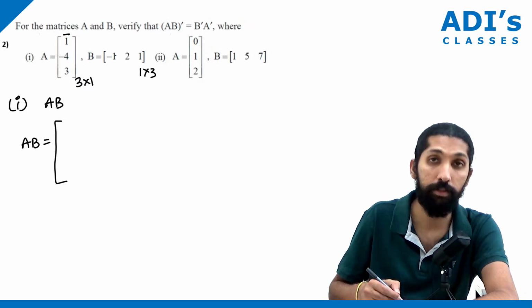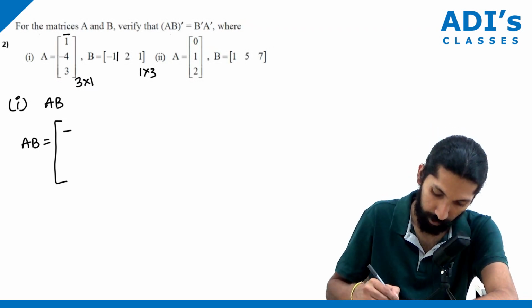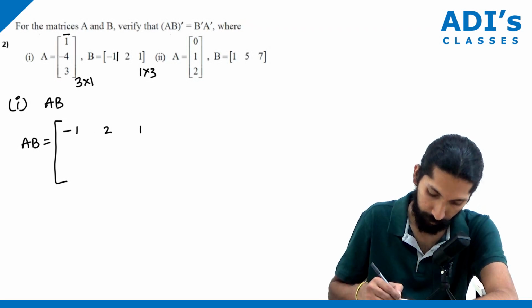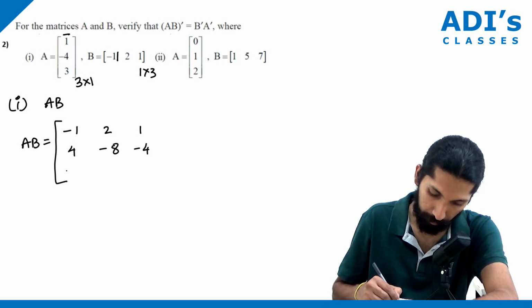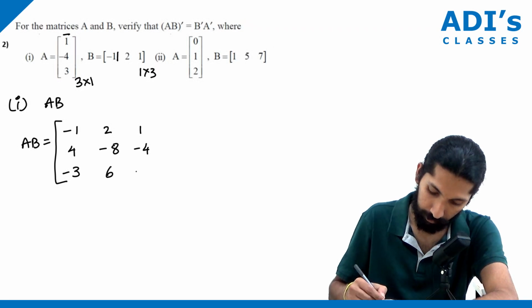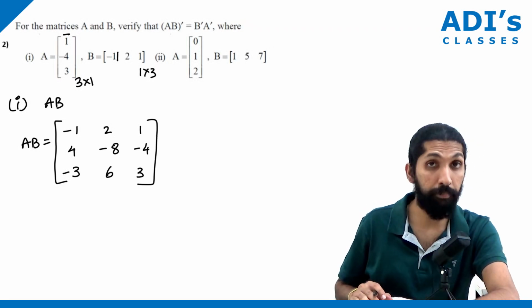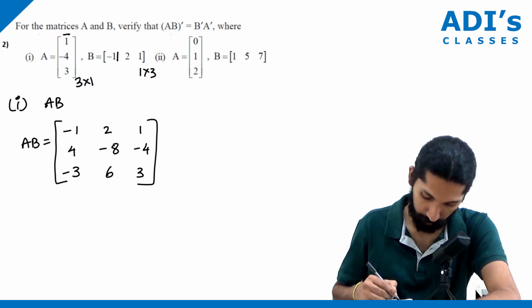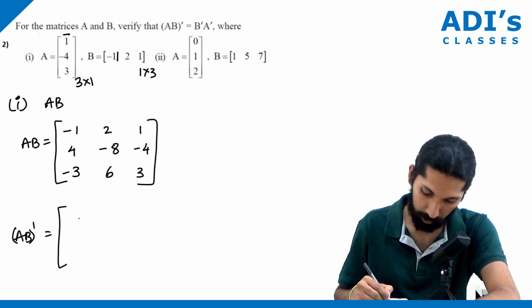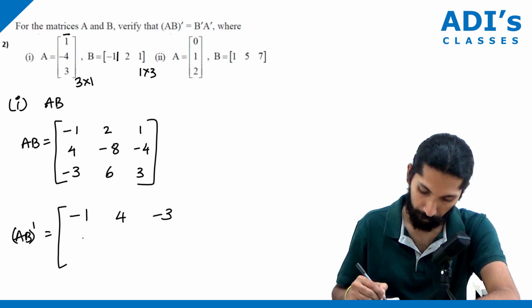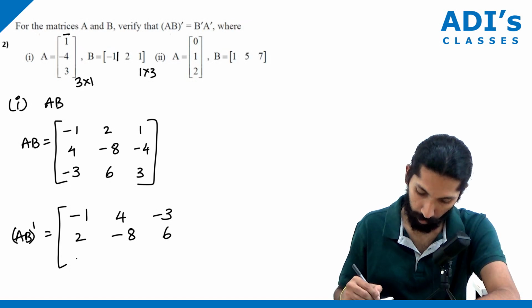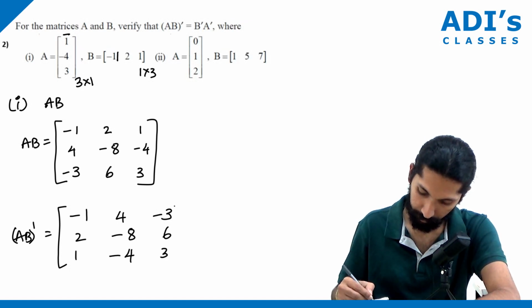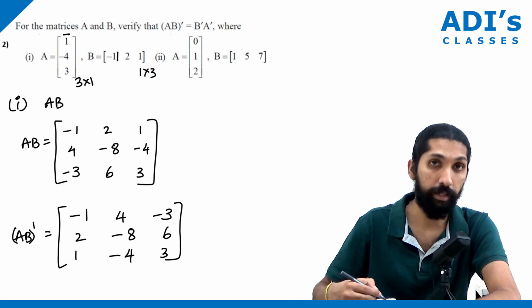so 1 into minus 1, correct? Minus 1, then 2, 1. 4, minus 8, minus 4, then minus 3, 6, 3. This is AB. Now transpose of this one, AB whole transpose. This is going to be minus 1, minus 1, 4, minus 3, 2, minus 8, 6, 1, minus 4, 3. This is AB whole transpose, correct?